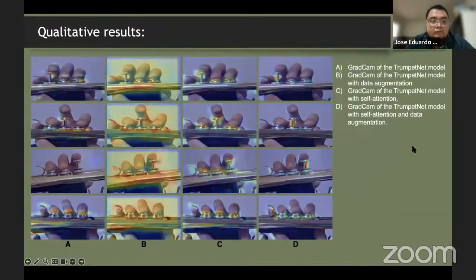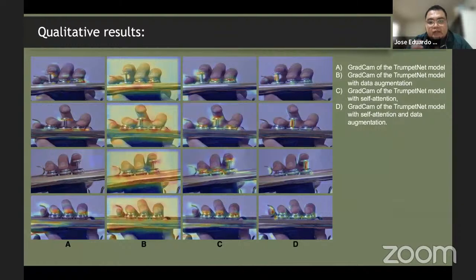So in this slide, you can see the qualitative results. In column A, you can see the results of the TrumpetNet without data augmentation, the original TrumpetNet. We use the GradCAM algorithm to see where the convolutional neural network is focusing its attention. In the first column, you can see that it's focusing on the fingers, which is a bad way to classify this position, because we have two similar positions, 0 and 7, with the three fingers at the same level.